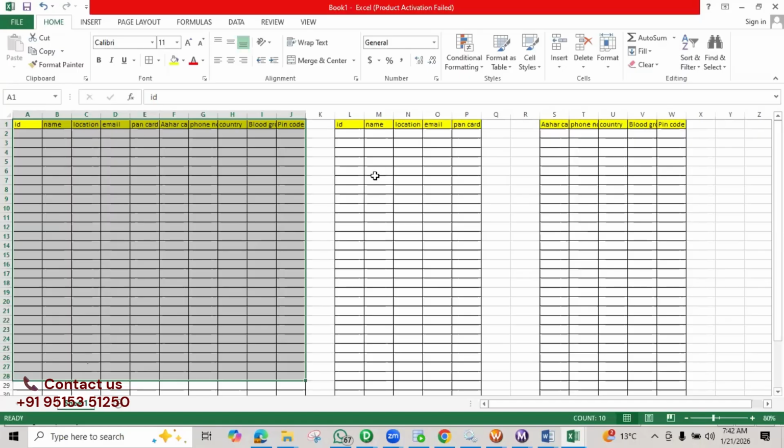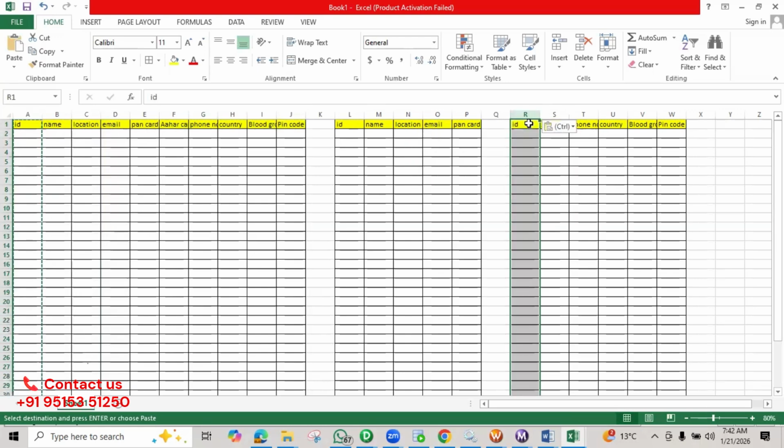And the very mandatory thing is we should have at least one common column among the new tables. Imagine that ID is there. I will consider ID as the common column for both the tables, so I will keep ID in both. So one common column should be there. It is mandatory.